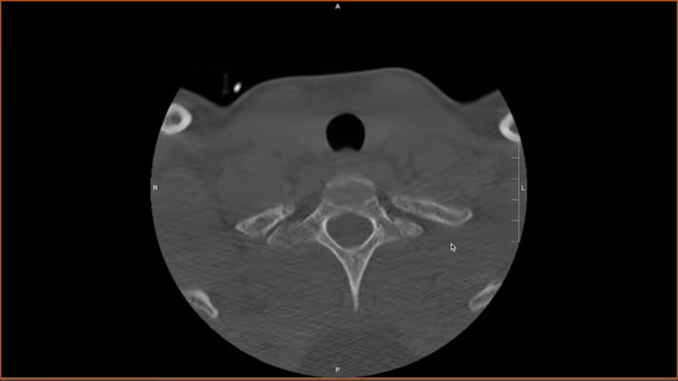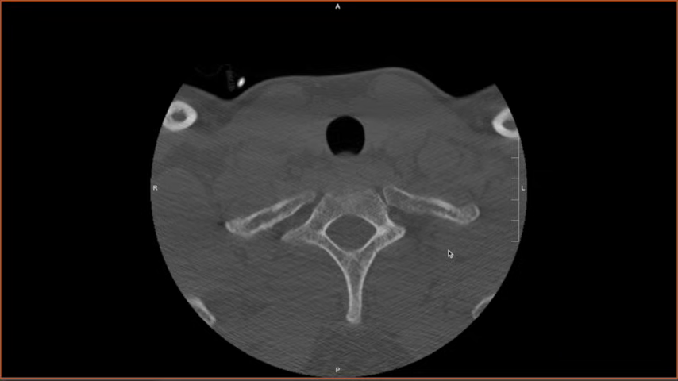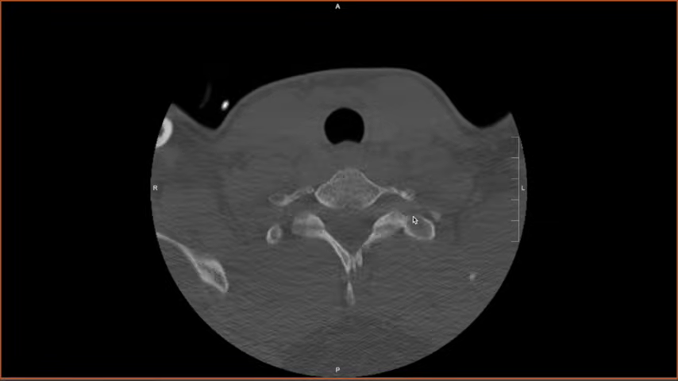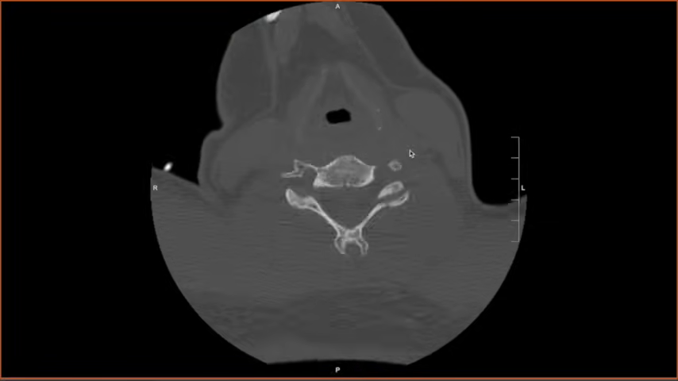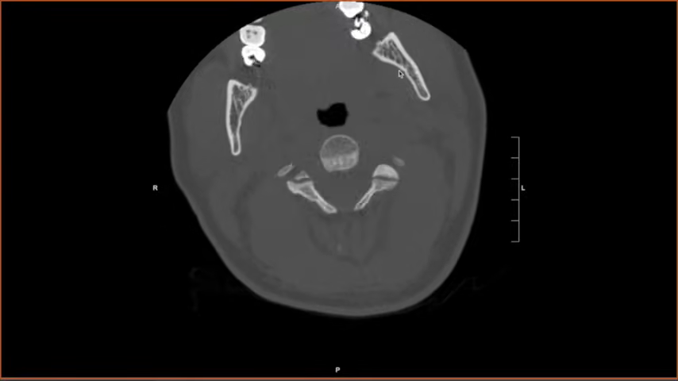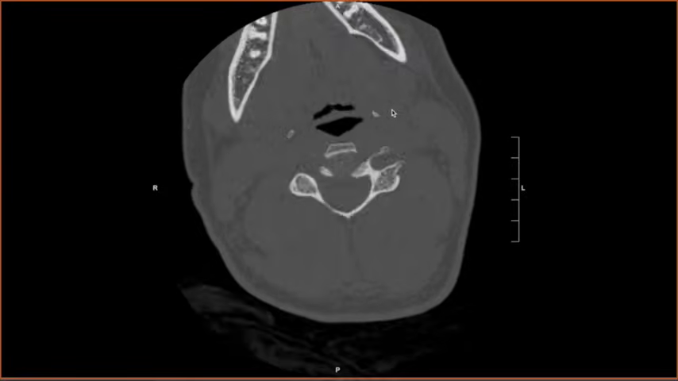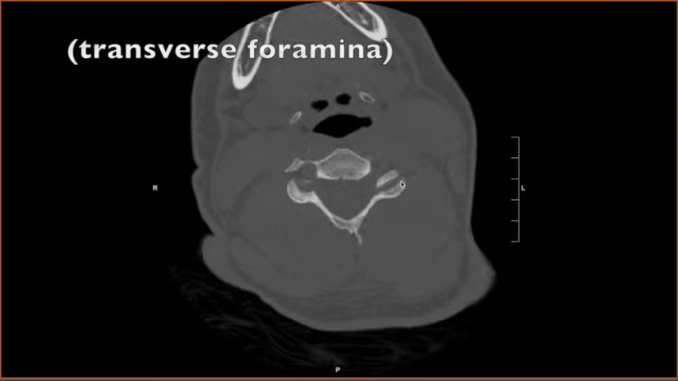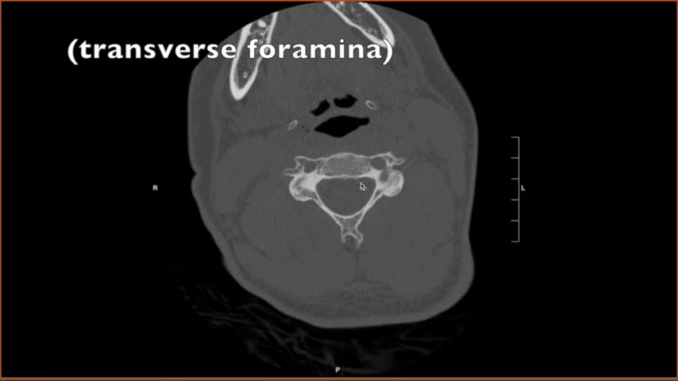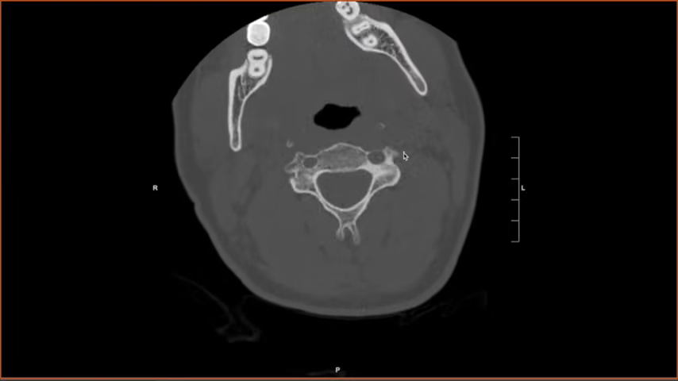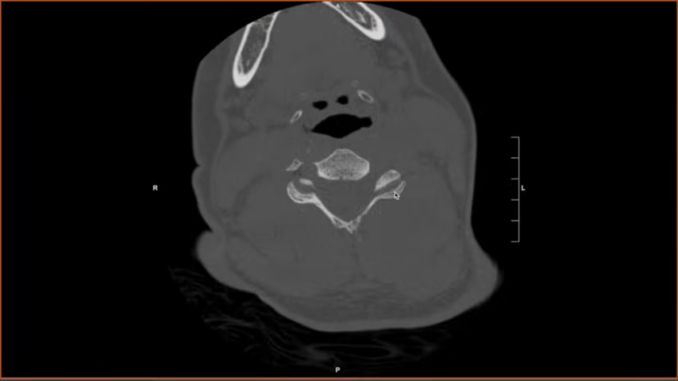If you don't like completing each one at a time, some people like looking at one element and scrolling through. For example, if you're looking at the spinous processes, you can look at that one and keep scrolling through and look at all the spinous processes at once, and do multiple passes of the C-spine on axials to make sure that you don't miss anything. The most important thing to look at on axials are the transverse foramina. It's easy to miss these fractures on other planes, and they are important fractures to not miss.